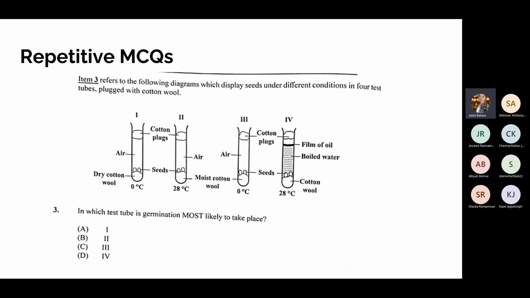Now, I just want to run through some repetitive multiple choice questions so that you have an eye out for them and you'll remember the answers. This item refers to the following diagrams which display seeds under different conditions in 4 test tubes plugged with cotton wool. In which test tube is germination most likely to take place?